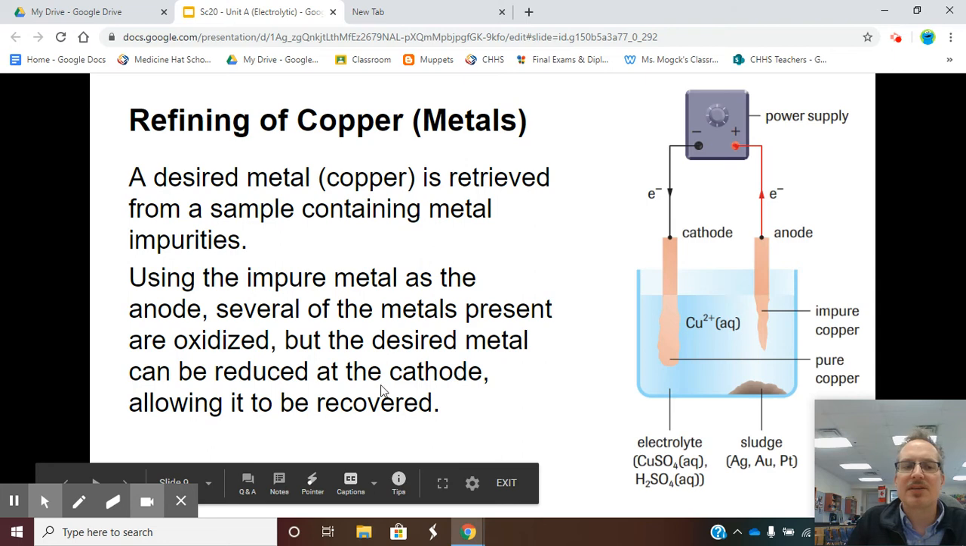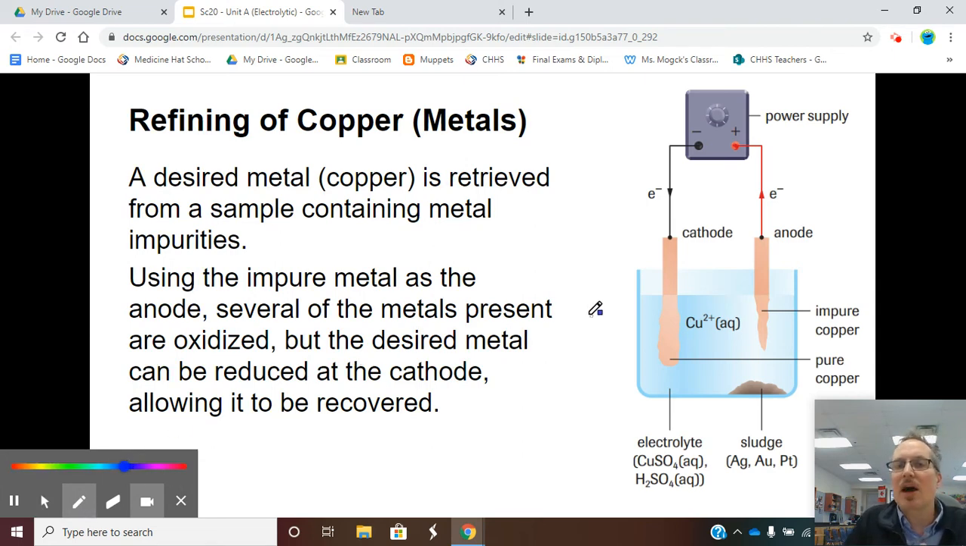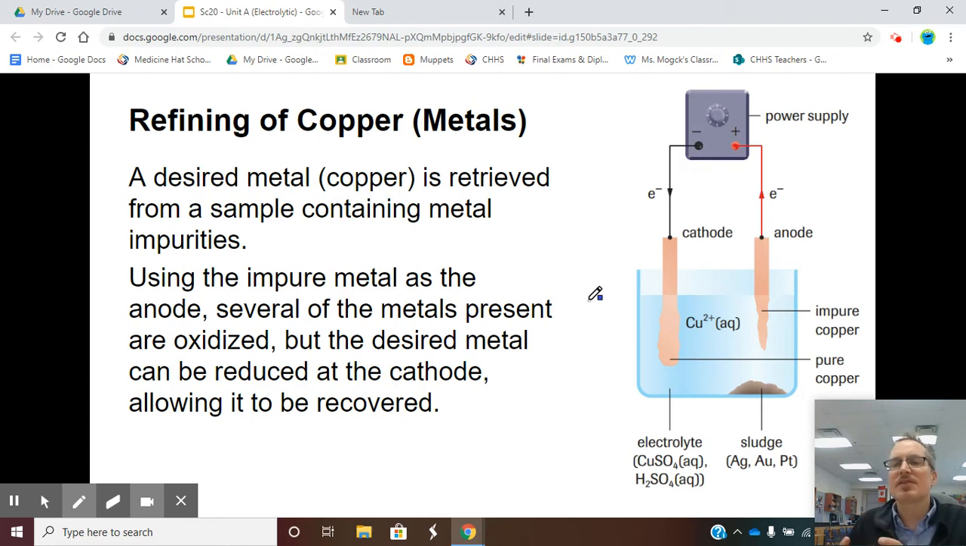Another example we might do is look at the refining of copper. There are different levels of copper. There's pure copper, and then they degrade as you go down so that you can have a mixture. The better the quality of copper, the better it conducts electricity and many other things.